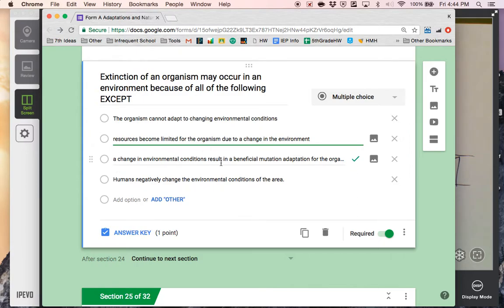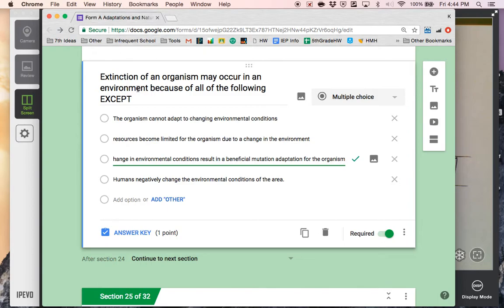A change in the environmental conditions results in a beneficial mutation for the organism. If that happens, I probably won't go extinct because the environment is changing, but so am I, in a beneficial way. So that would not make me extinct. That would actually be a good thing. This might be our winner here.